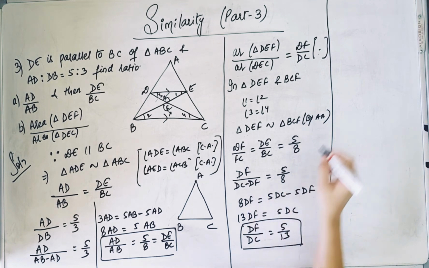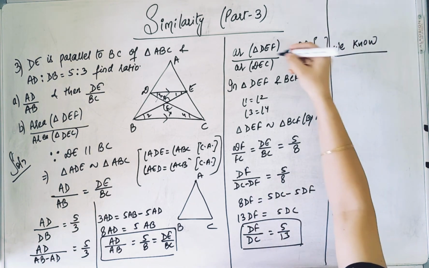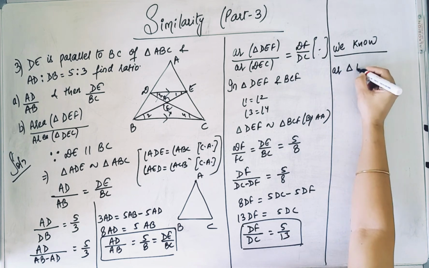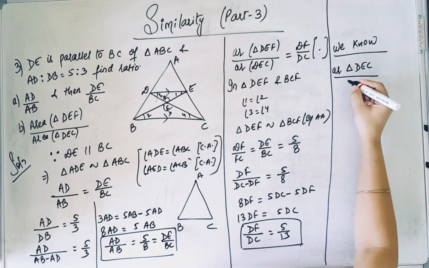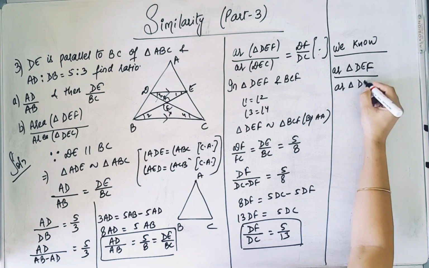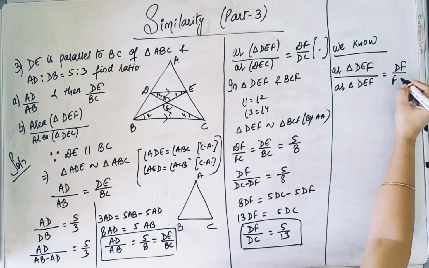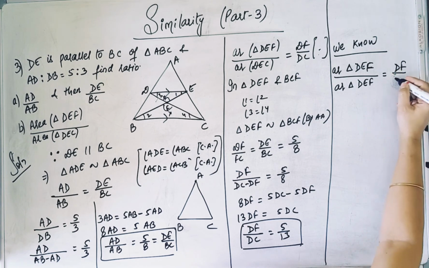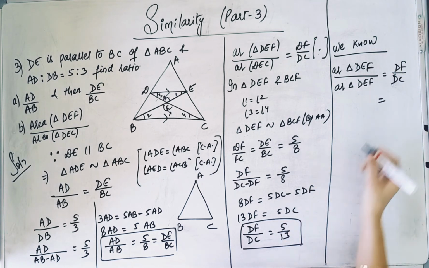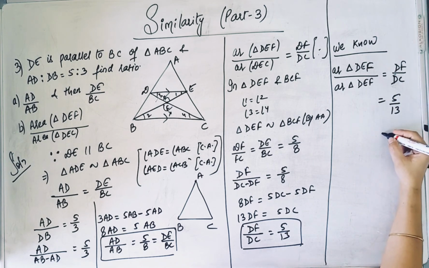So what we know, we have proved before only: area of triangle DEF upon area of triangle DEC is equal to DF by DC. So we'll write it over here, that is 5 by 13. Hence we have solved. This is the answer.